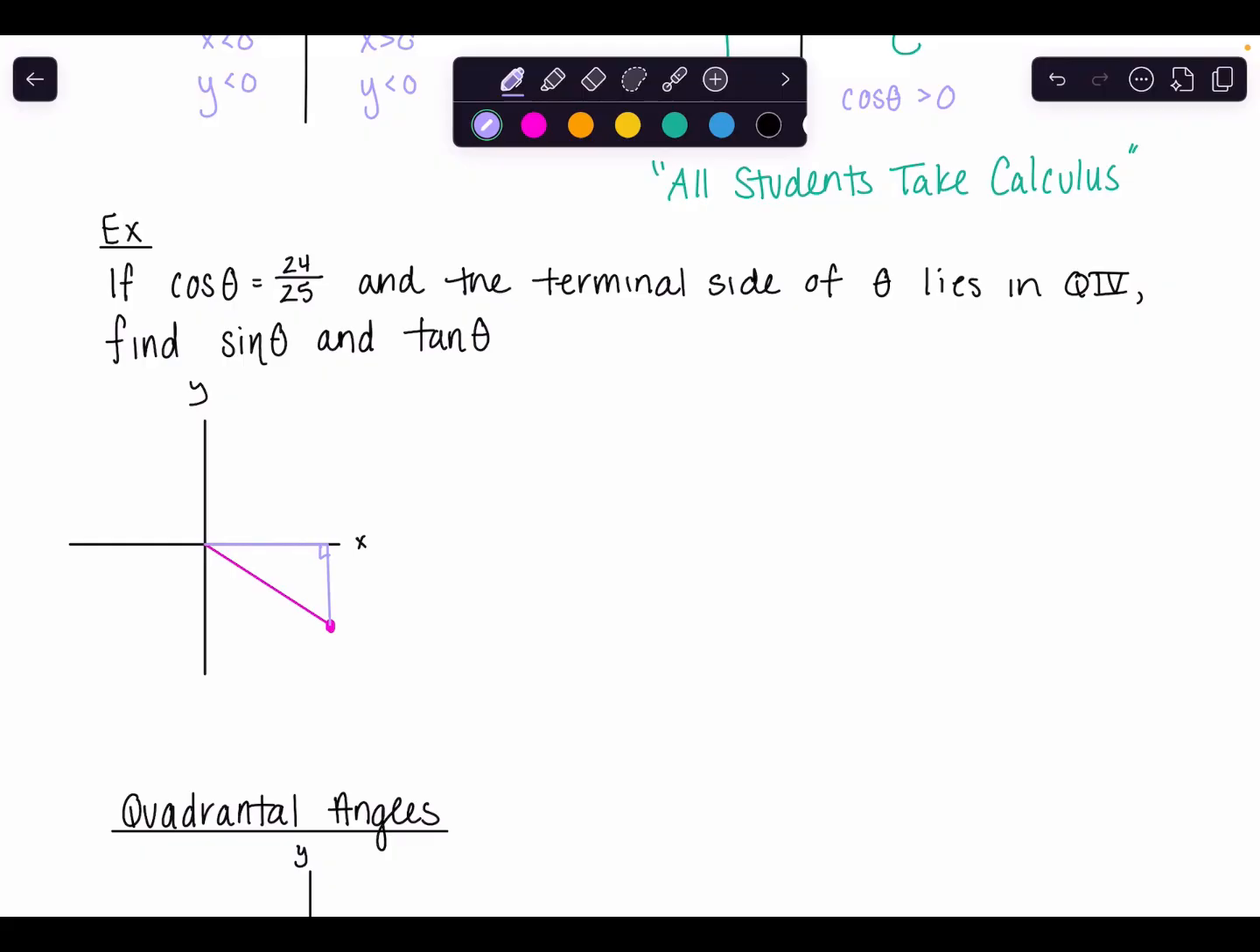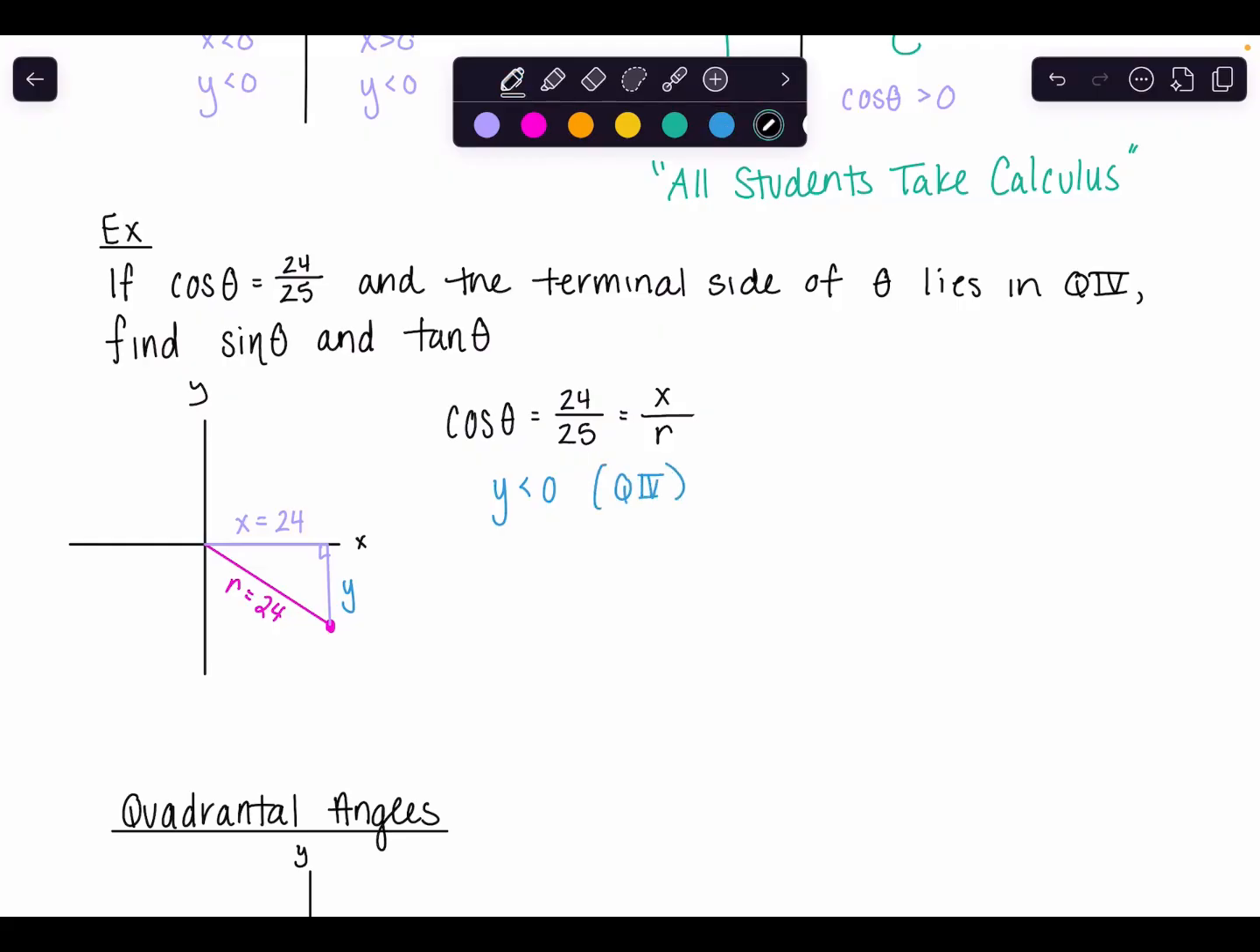Okay. So our cosine of theta is 24 over 25. I don't know the actual point yet. But cosine is going to be the adjacent over the hypotenuse. So this side would be the adjacent, so we can say that's 24. And the hypotenuse is r, that's 25. We need to figure out what y is to be able to find sine and tangent. But I at least know, because I'm in quadrant 4, that my y value is less than 0.